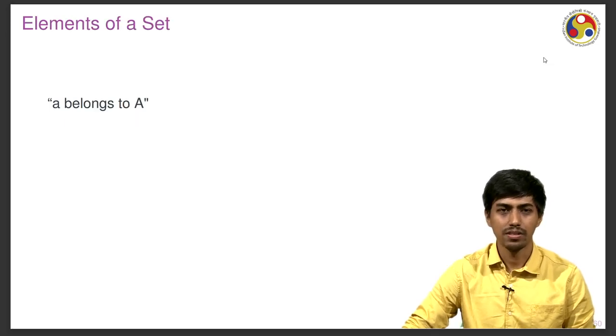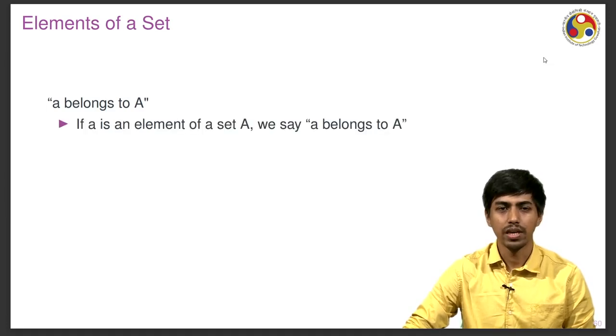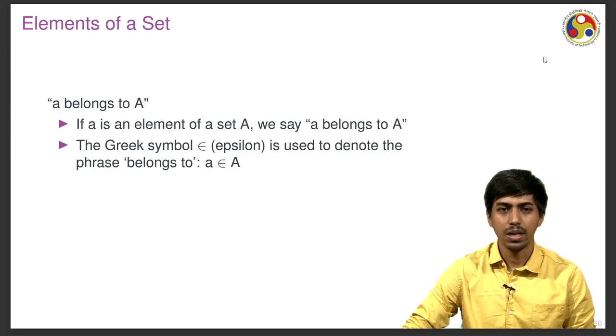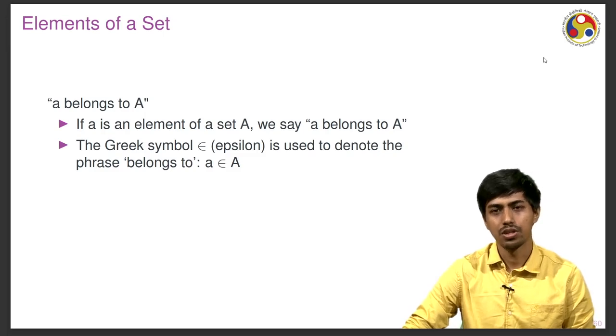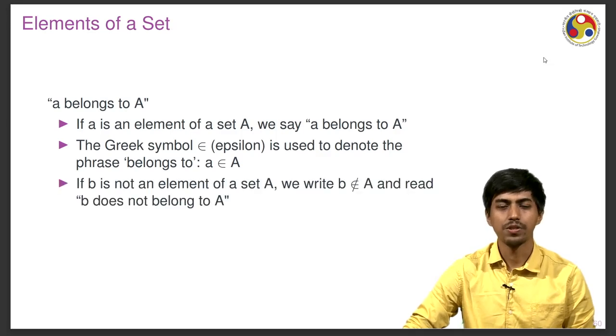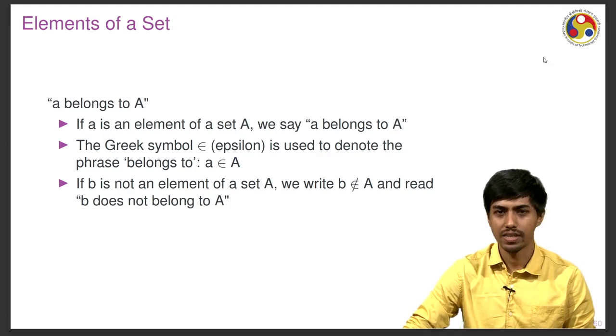Now we will look at this phrase, small a belongs to capital A. If small a is an element of a set capital A, we say that small a belongs to capital A. The Greek symbol epsilon is used to denote this phrase belongs to. So we write it in this particular way, small a belongs to capital A. Now if small b is not an element of a set capital A, we write small b doesn't belong to the set capital A. That's what we read, and the notation is as you can see here.